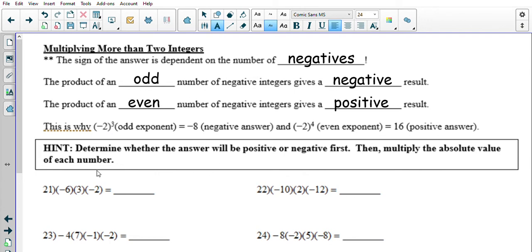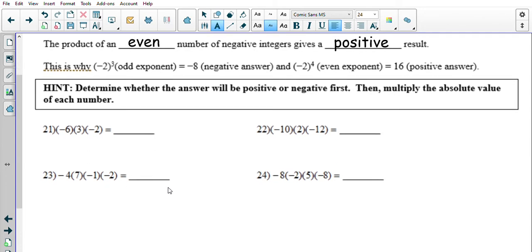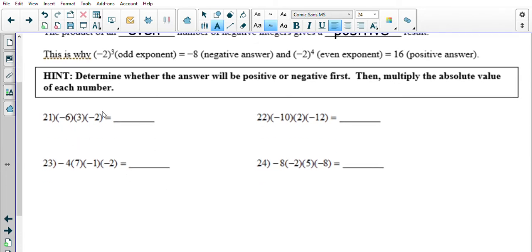So let's take a look at numbers 21 through 24. I do suggest to determine whether your answer is going to be positive or negative first, and then just multiply the positive values. So I multiply the absolute value of each number. For example, in number 21, I've got three numbers. Two of them are negative, -6, -2. That's an even number of negatives, which tells me my answer is going to be positive. So I'm going to keep that in mind. So I've got 6 by 3 by 2. I know that 3 times 2 is 6, and 6 times 6 is 36.